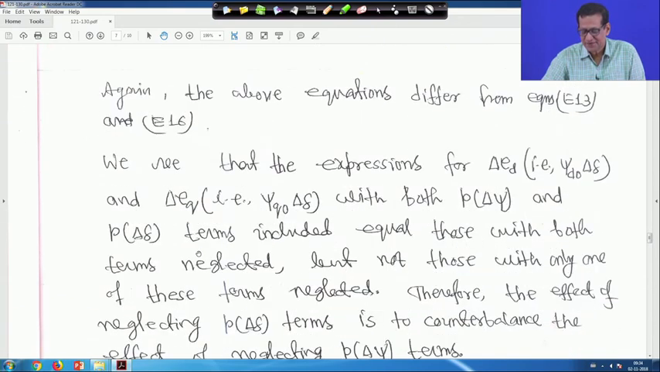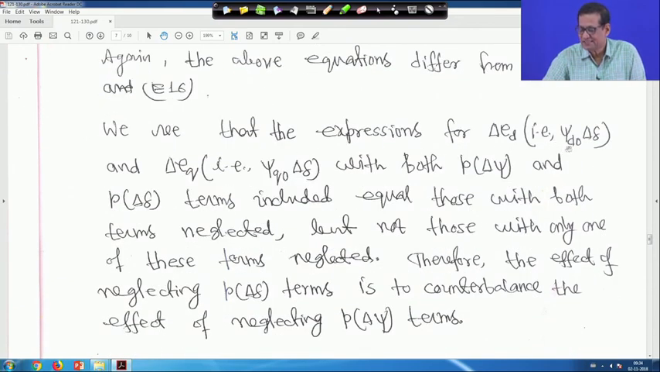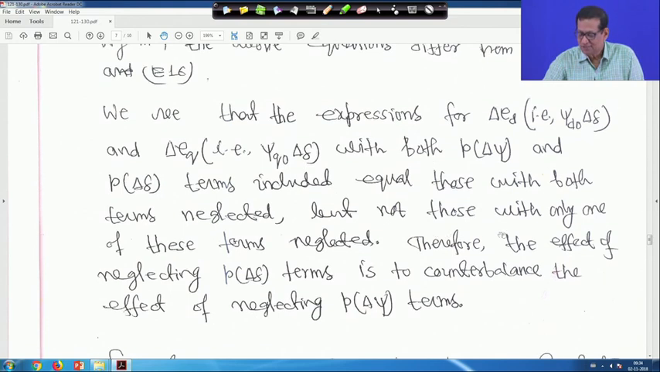So, we see that the expressions for delta Ed, that is psi d 0 delta delta, and delta Eq, that is psi q 0 delta delta, with both p delta psi and p delta delta terms included are equal to those with both terms neglected, right. So, if you include or if you drop both, it is the same, right, but not those with any one of these terms neglected. Therefore, the effect of neglecting p delta delta terms is to counterbalance the effect of neglecting p delta psi terms. P delta psi means p delta psi d and p delta psi q, right.